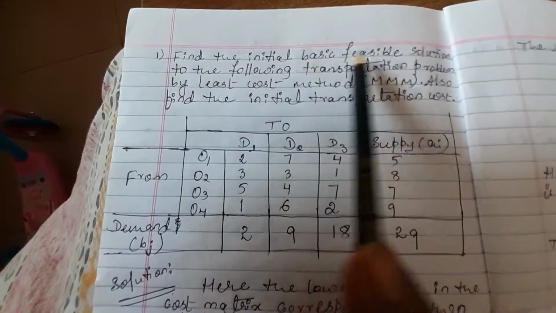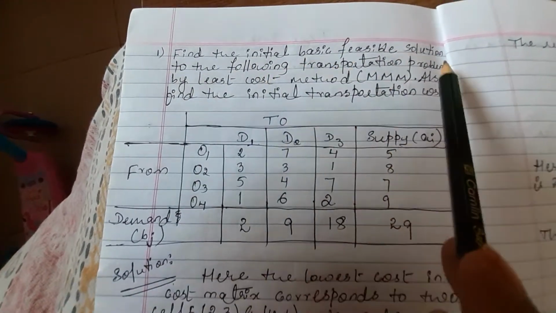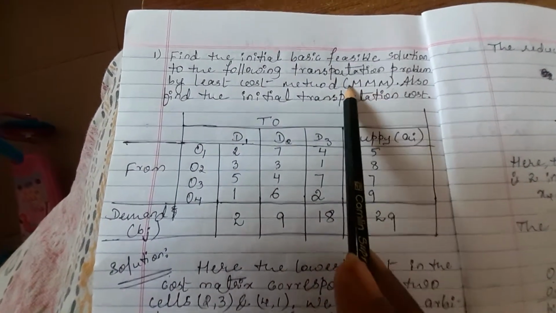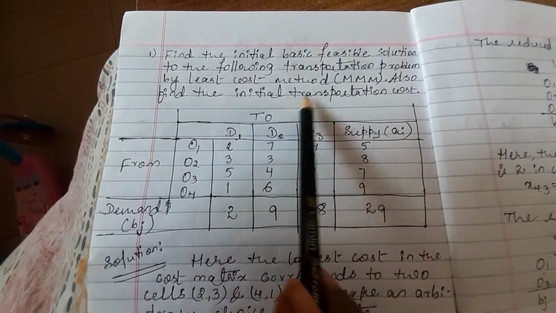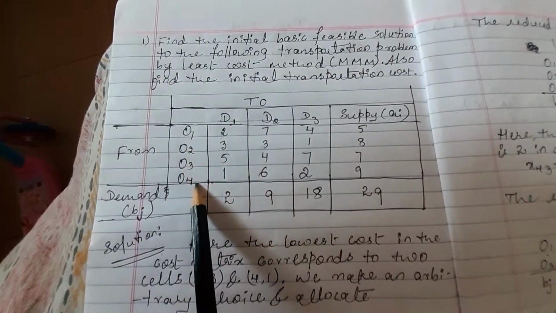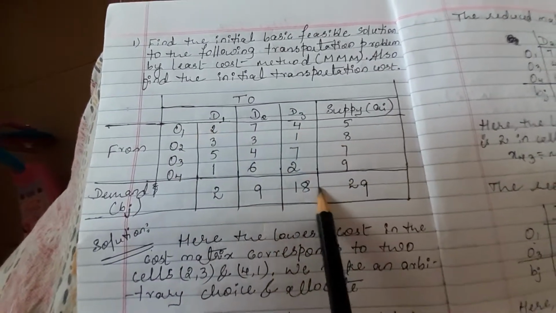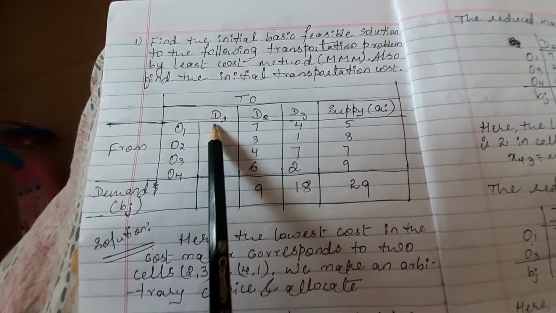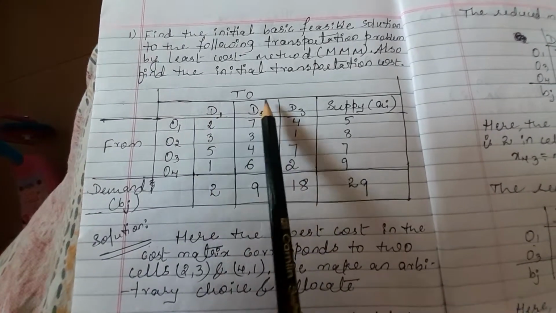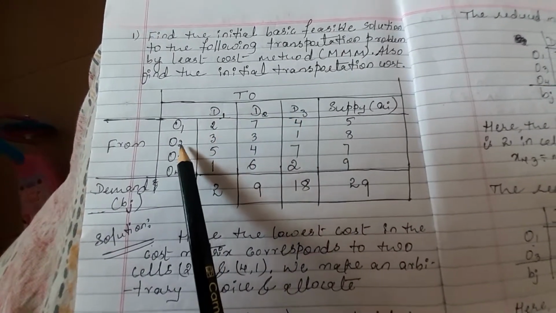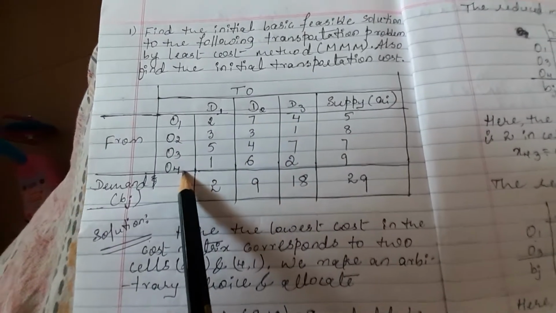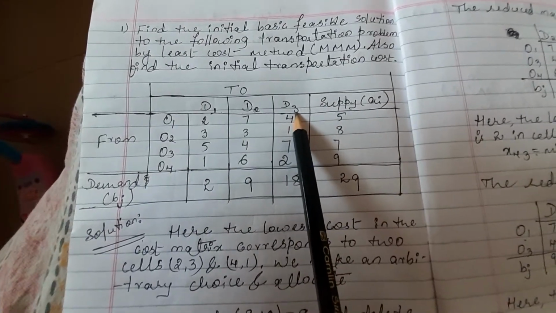So find the initial basic feasible solution to the following transportation problem by least cost method, also known as the triple M method. Also find the initial transportation cost. Three destinations are given and four origins are given, and these are the cost coefficients associated with the transportation of goods from O1 to D1, O1 to D2, O1 to D3, and in the same way O2 to D1, O2 to D2, O2 to D3, and so on up to origin O4 to the destination D3.